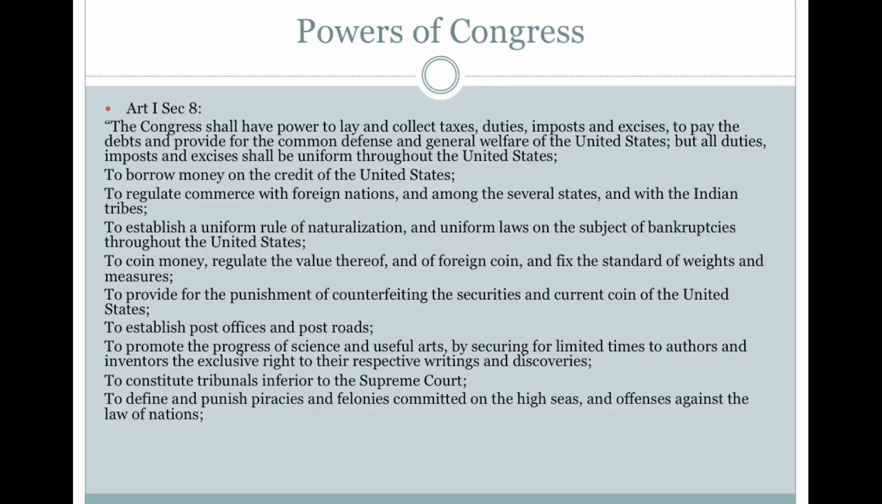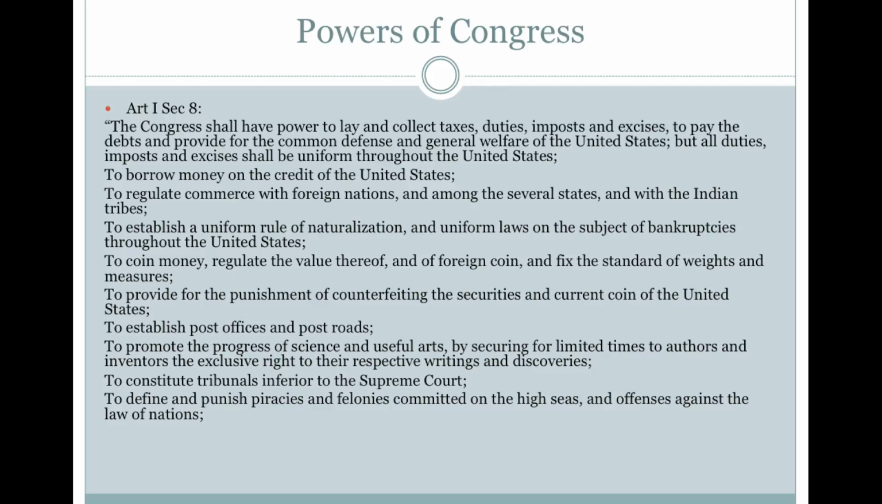To provide for the punishment of counterfeiting the securities and current coin of the United States. To establish post offices and post roads. To promote the progress of science and useful arts by securing for limited times to authors and inventors the exclusive right to their respective writings and discoveries. To constitute tribunals inferior to the Supreme Court. Tribunals is just a fancy word for courts.